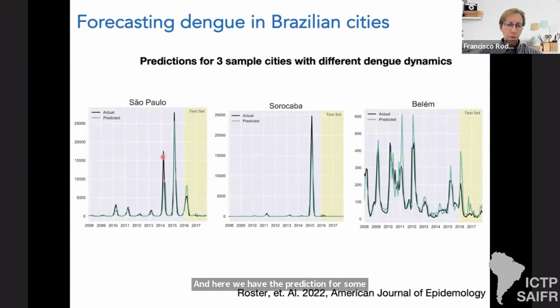And here in black, you have the number of cases. And here we have the prediction. So you can see that if you combine these climate variables with the number of cases of dengue, we can improve the prediction. So you can have a very good prediction and improve the models.